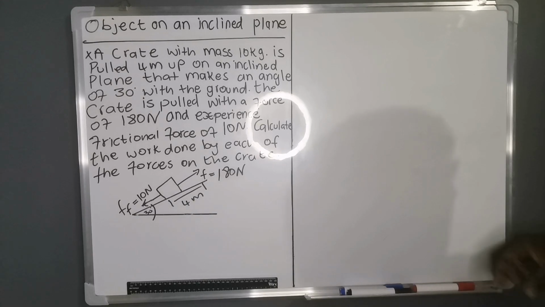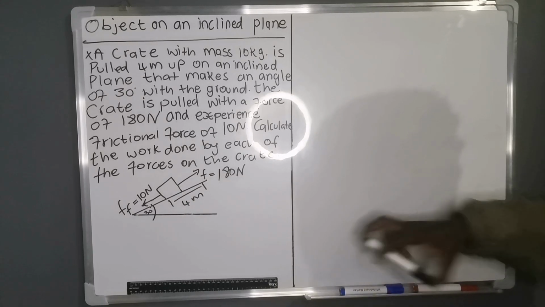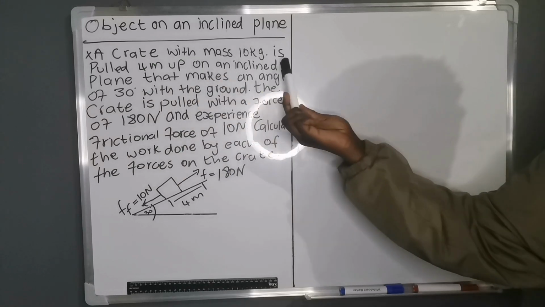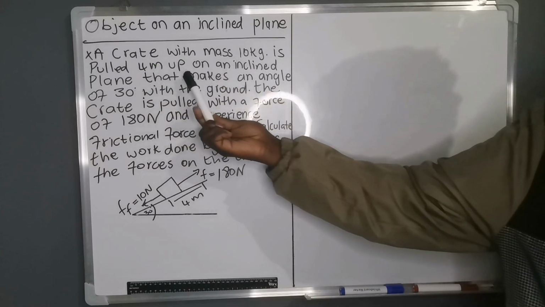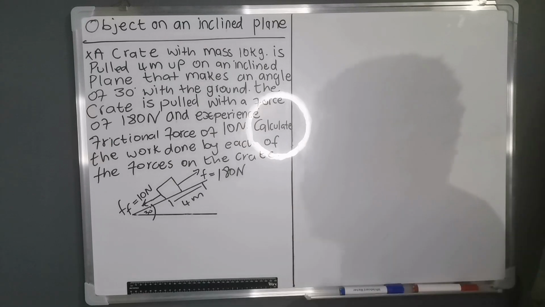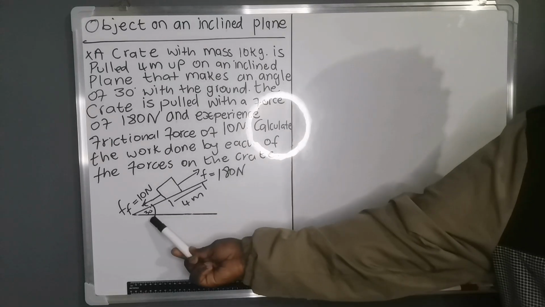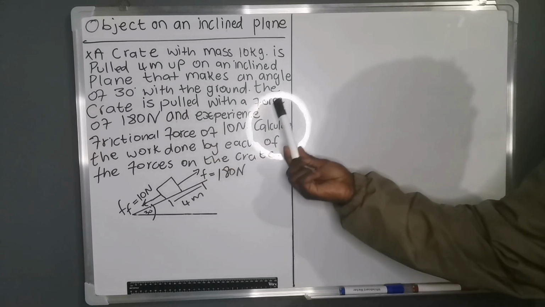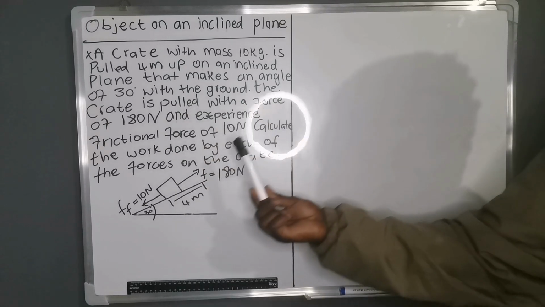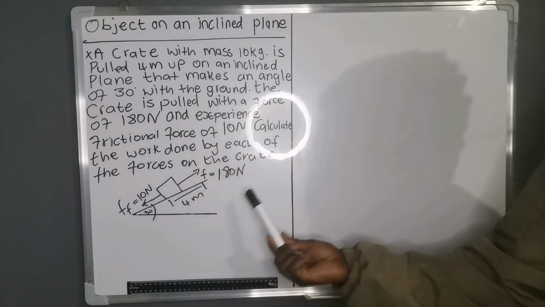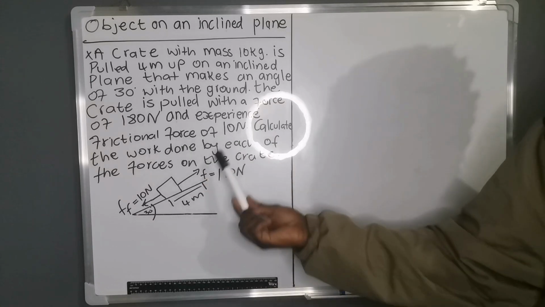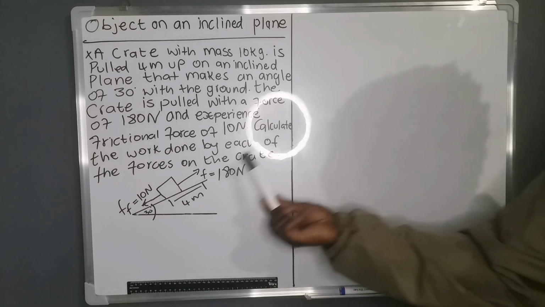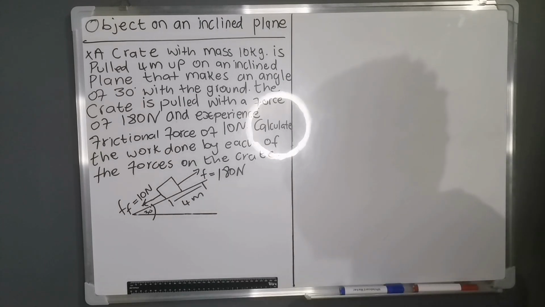An object on an inclined plane. So we have a crate with a mass of 10 kg pulled 4 meters up an inclined plane that makes an angle of 30 degrees. Here is a diagram with the ground. The crate is pulled with a force of 180 newtons and experiences a frictional force of 10 newtons. Calculate the work done by each of the forces on the crate.